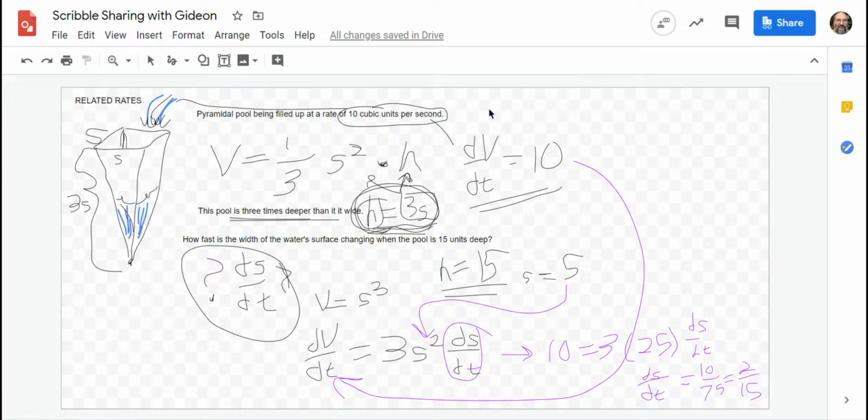Careful with your constants, careful with your derivatives. And at that point, you're ready to substitute in all the numerical values that you have. Not earlier, only algebraic relationships should be substituted in early. So substitute algebra first, take the time derivative, substitute in the numbers you know for all the variables, and solve for the one that you're being asked about. That's all it is for just about any related rates problem.